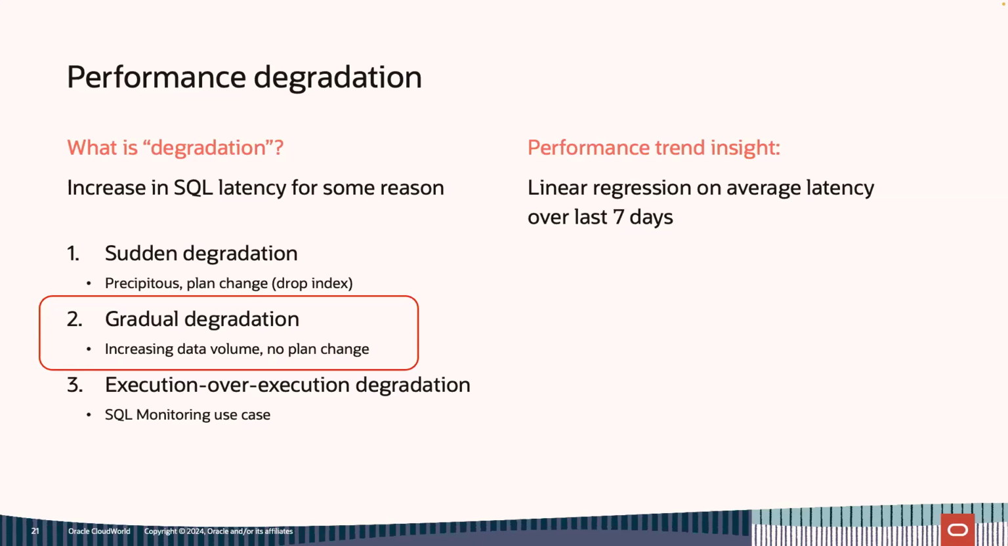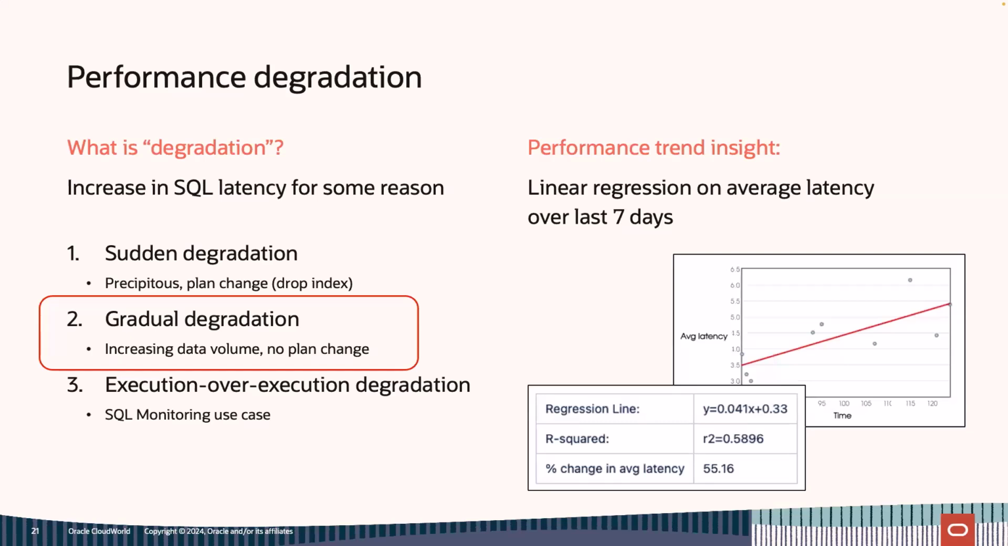So how do we compute this insight? How do we look at our data and say, it looks like performance degradation? We look at the average latency in our deltas by SQL ID over the last 7 days, and we do a linear regression. If the regression explains at least half of the variability, so the so-called R squared is greater than 0.5, like you can see right here, then we say that's a trend. It's not just random ups and downs.